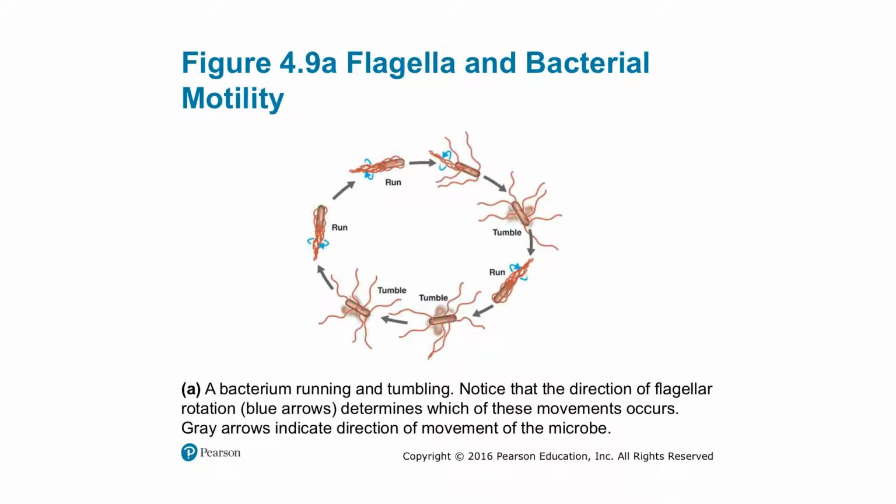So, bacterium running and tumbling. Notice the direction of the flagellar rotation, the blue arrows here. You can see the flagella all around it. These are going to run, they're going to spin around, and then they're going to start to unwind so that they can tumble, and then they're going to run again, and tumble, and continue to tumble. The gray arrows indicate the direction of the movement of the microbe. You can see this as you continue to go around the circle.